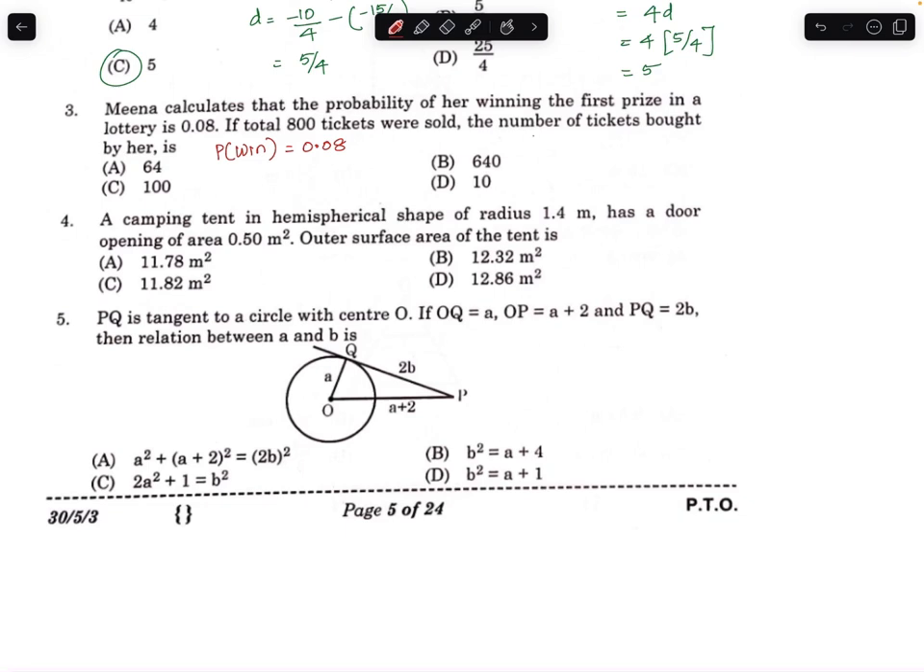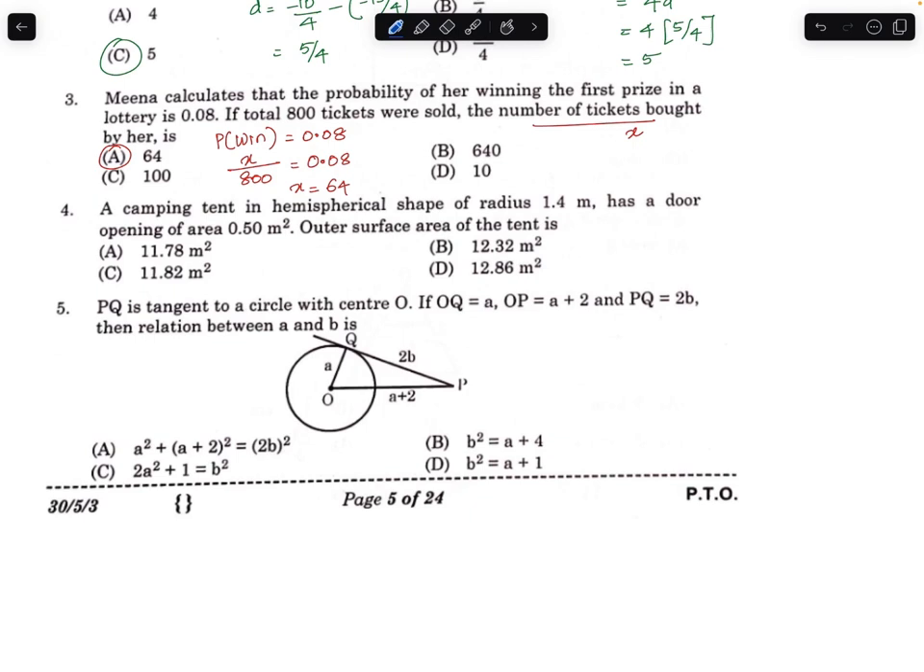Let's take the number of tickets that she purchased is X. So X upon total tickets, 800, is equal to 0.08. So X is equal to 64. So the answer is A. Question 4 says, a camping tent in hemispherical shape of radius 1.4 meter has a door opening of area 0.50 meter square. Outer surface area of the tent is.